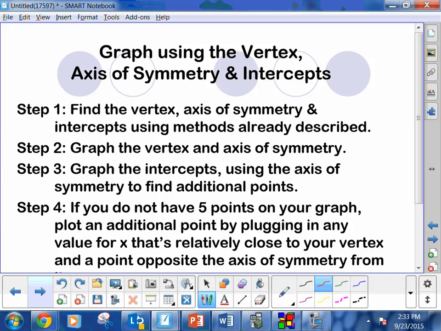What we're going to do is this. We have our vertex formula. So we're going to find the vertex and as a bonus get the axis of symmetry. We graph the vertex and the axis of symmetry. After that, we look for the intercepts. So we're going to look for the y and x intercepts and we graph those. If we're able to come up with 5 points, then we're good. We're done graphing. But you need to come up with all 5.